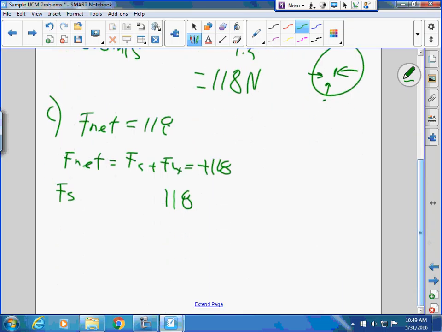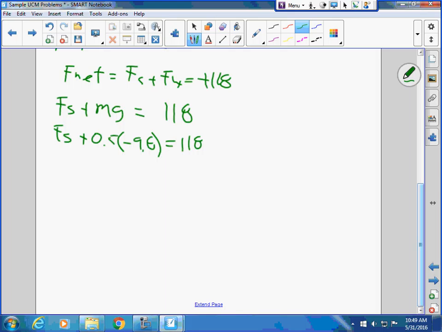So string force plus mass times gravity is plus 118. String force plus the mass, which was 0.5, times minus 9.8, equals 118. And now when I take that negative value, and I'm writing it out way more than I need to, this is going to be minus 4.9. Thanks, Nate. It is helpful when people show their work, isn't it?